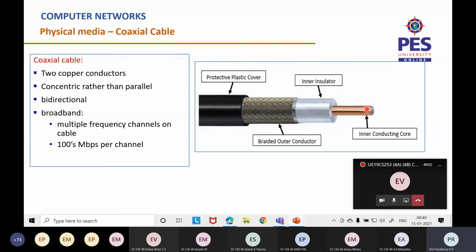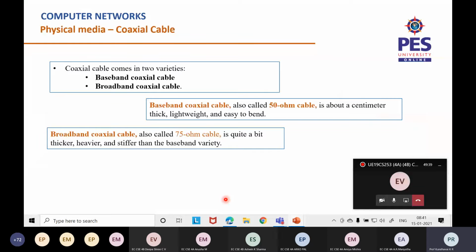All right, so usually the data rates are 100 Mbps per channel. These are commonly used nowadays. Probably in your home also you can see this coaxial cable for your internet connection. All right, look at this picture. There is an inner conducting core, and there's an insulator. All these outer covers are just to avoid the electromagnetic interference and other noises coming in, just the protection given here. All right, so this is how a coaxial cable looks like.